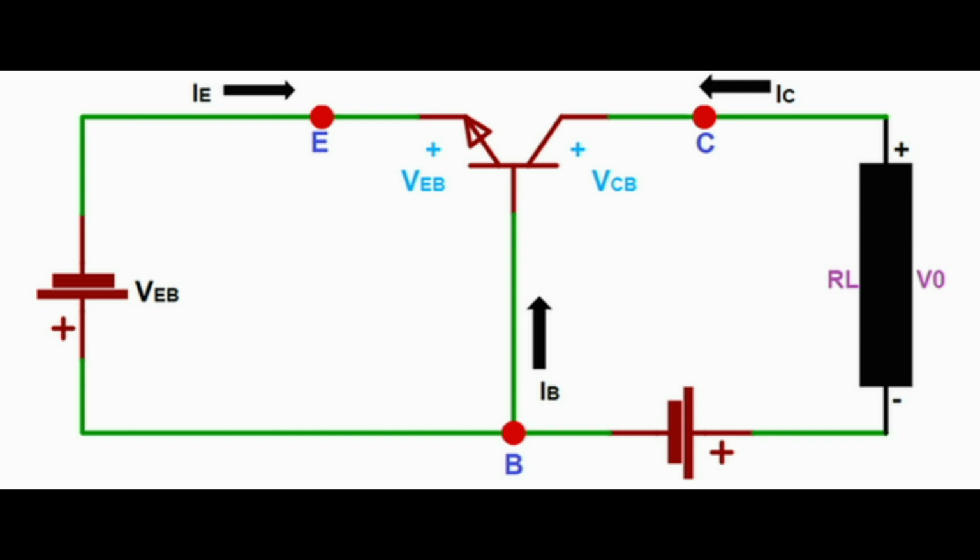The electrons that are flowing from the emitter will recombine with the holes present in the base region and start to flow out of the base region in the form of the base current.